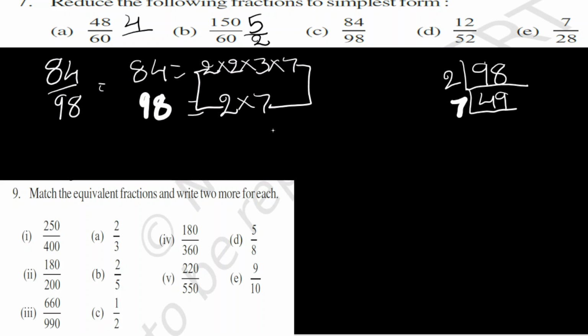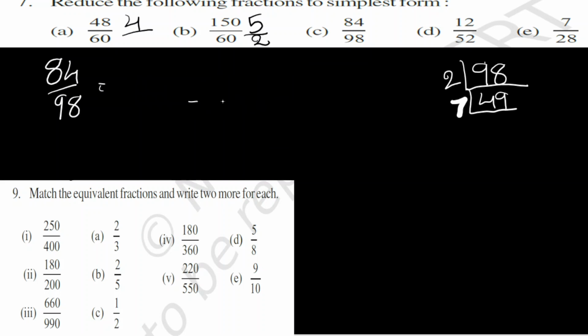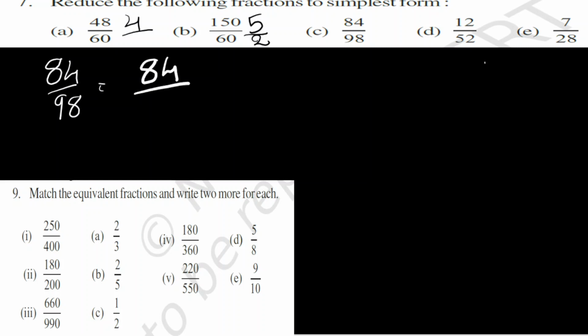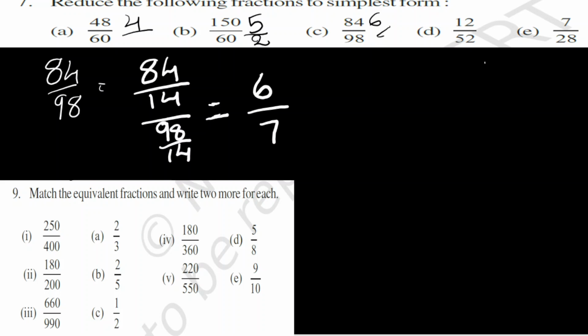Now to find the simplest form of the fraction, first we need to find out the HCF and then you need to divide it with the HCF. Now 84 by 14 and 98 by 14 gives 6 by 7. And the simplest form of 84 by 98 is 6 by 7.